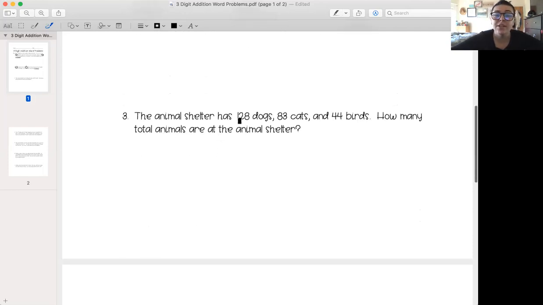The animal shelter has 128 dogs, 83 cats, and 44 birds. How many total animals are at the animal shelter? Ooh, this one's a little different. So I'm going to circle all three because it says how many total animals, which means all the animals. If it had just said cats and dogs, I would have just circled these two and I wouldn't have circled this one. And the number total helps me tell to add.